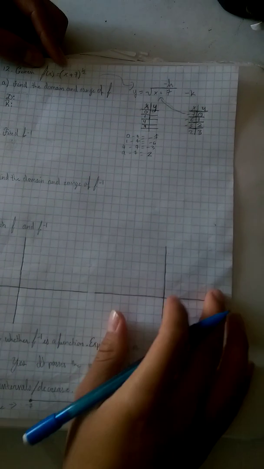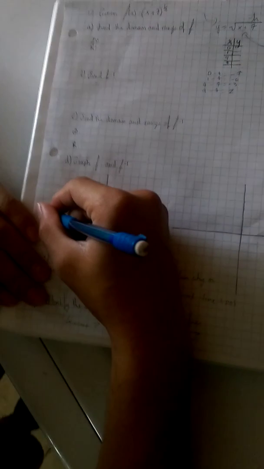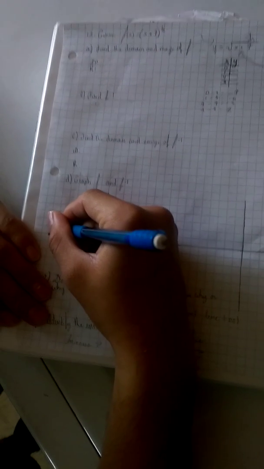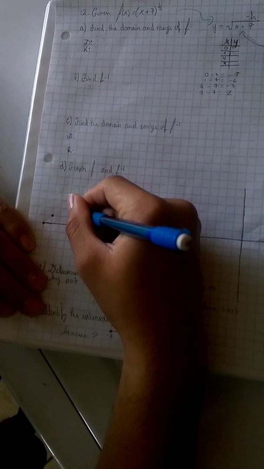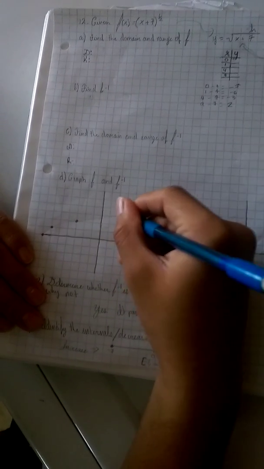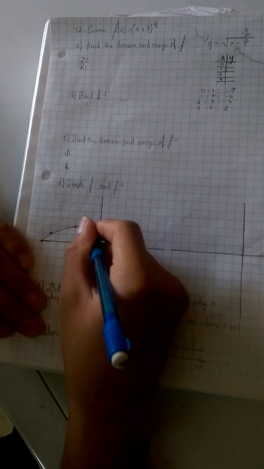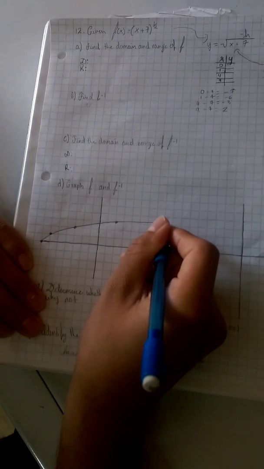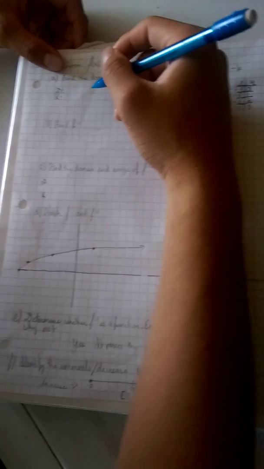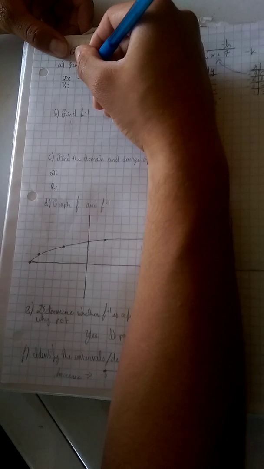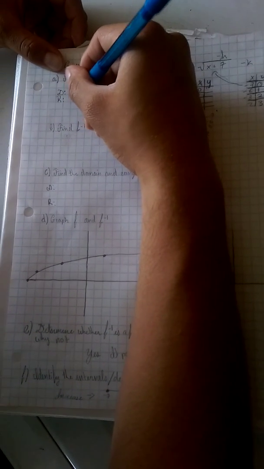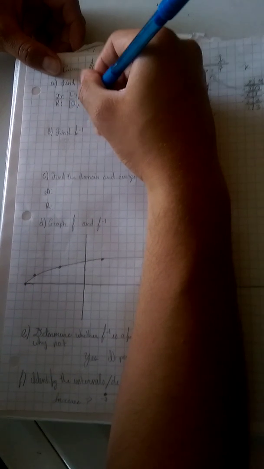So now we can go over here and we can plot the points. Negative 7, 0. Negative 6, 1. Negative 3, 2. And 2, 3. Let's make this line all the way to the end of the graph. So now we just need to write the domain and range. The domain is negative 7 bracket to infinity, and the range is 0 bracket to infinity.